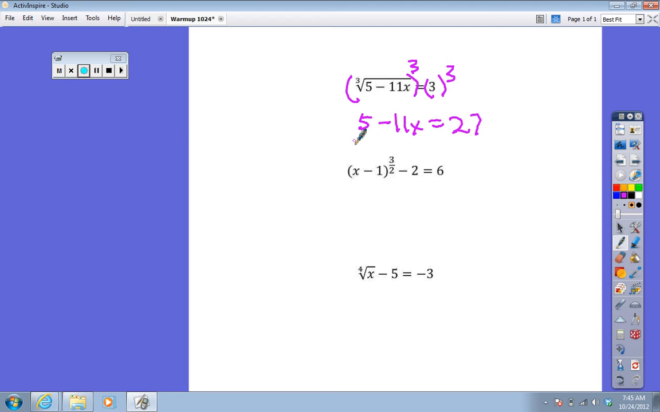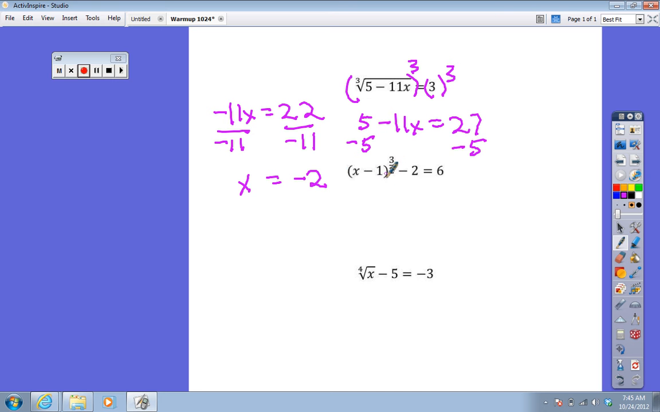Now I'm going to subtract 5 from both sides, just like a normal linear equation now, and I end up with negative 11x equals 22. I want to undo the multiplication of negative 11 times x by dividing negative 11 on both sides, of course, and I end up with x equals negative 2.